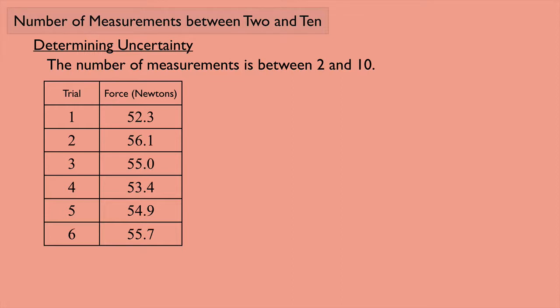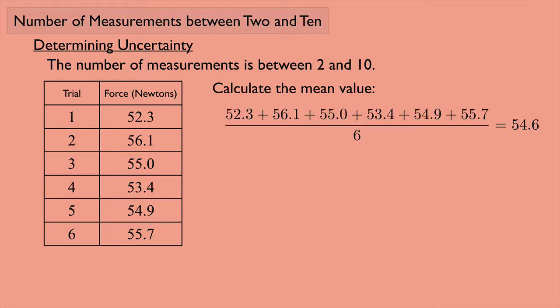First, calculate the mean value. Mean means average here. So you add up all the forces, and in this case, divide by 6, since there are 6 measurements. And that gives you 54.6.